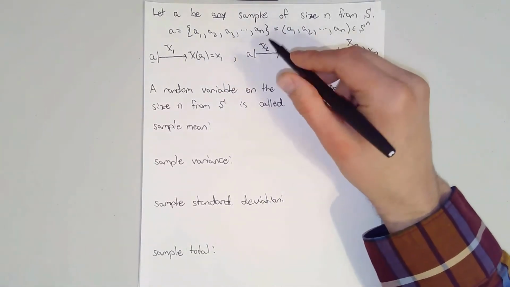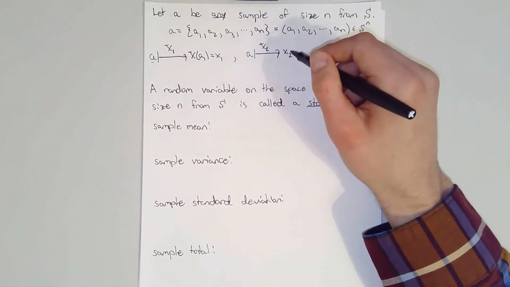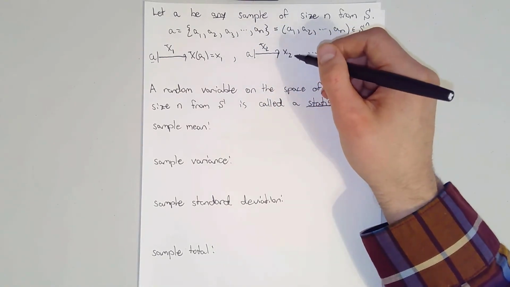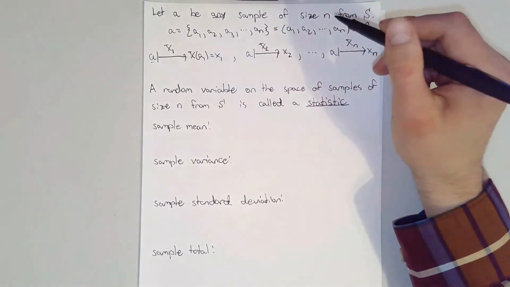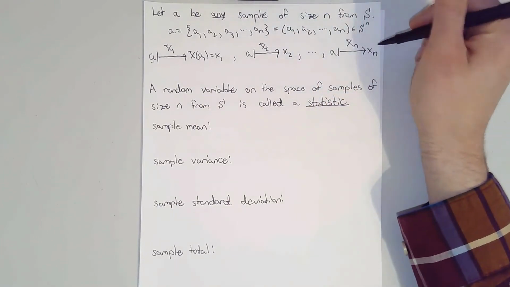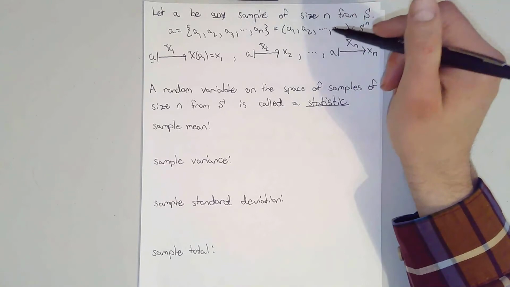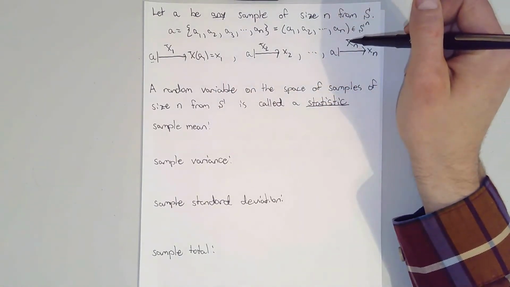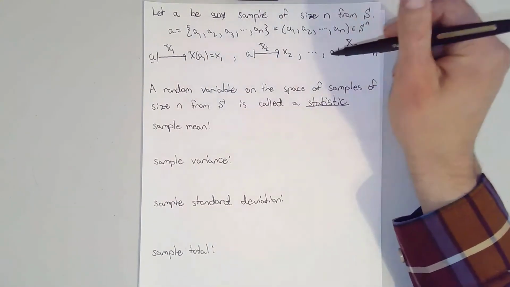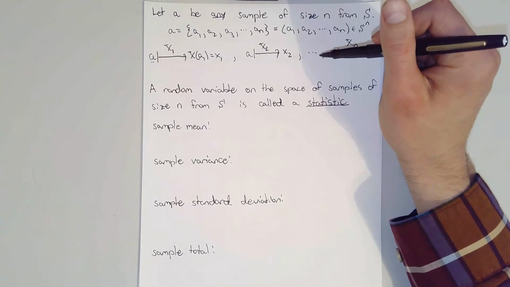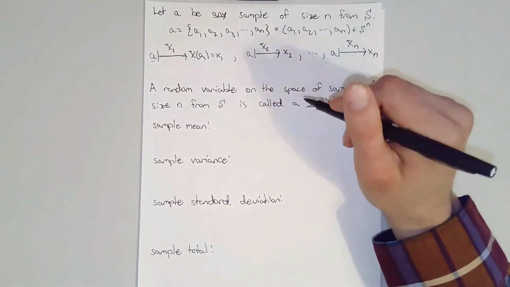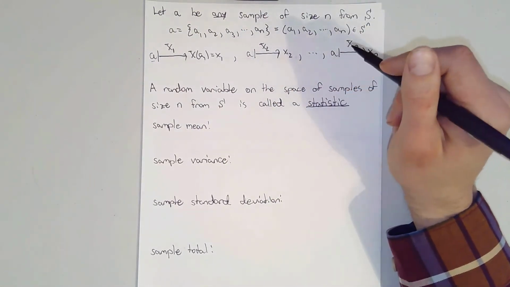Similarly, we can define our second random variable, X sub 2, in the same way. We identify our sample A with the value x2, or the measurement of the second element of our sample. And we can do this for each of the components, up to xn. In this way, we've now defined n random variables. But they seem to be very much like the same random variable, capital X, but a little different in the sense that these random variables act on samples as opposed to outcomes of the sample space.